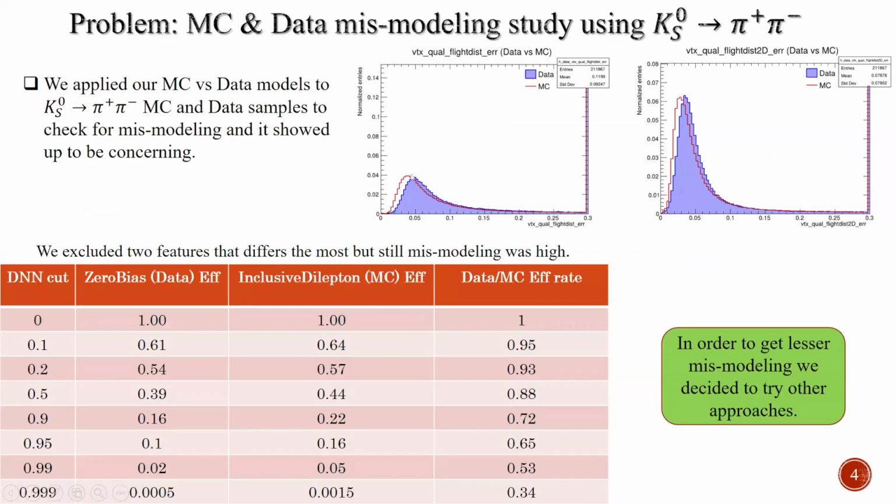Here is a visualization of the mismodeling problem which we faced with our straightforward Monte Carlo versus data models. We can see that after we applied these models, distributions of some features are clearly different, and also the mismodeling corrections required in order to compensate for such mismodeling are very high, as you can see in the last column of this table. The perfect case scenario would be a correction of 1, but as you can see, these numbers are very far from 1. So in order to get less mismodeling, we decided to try a different approach.